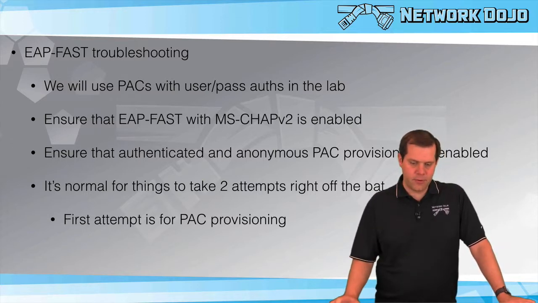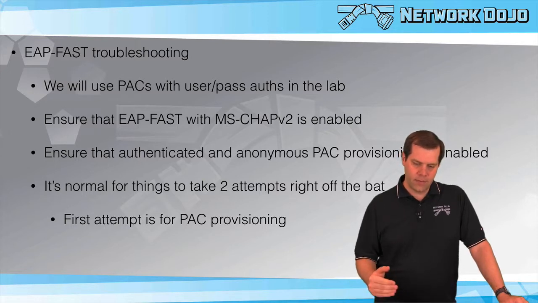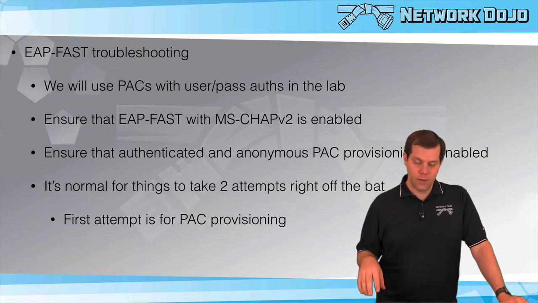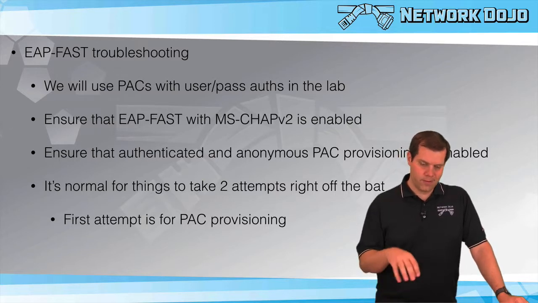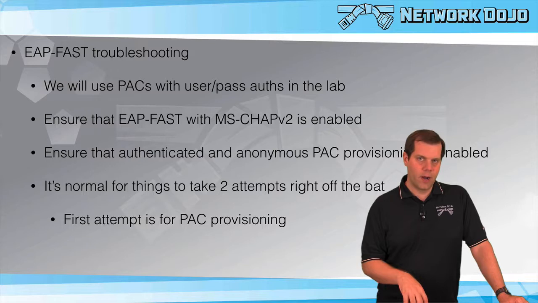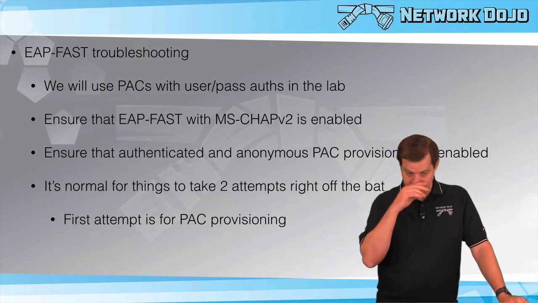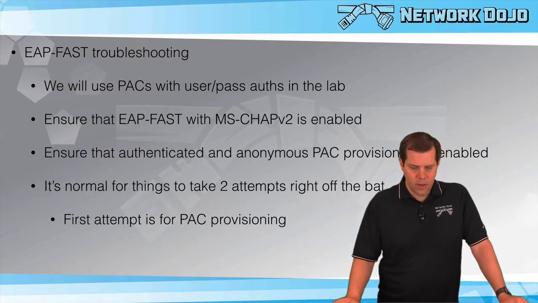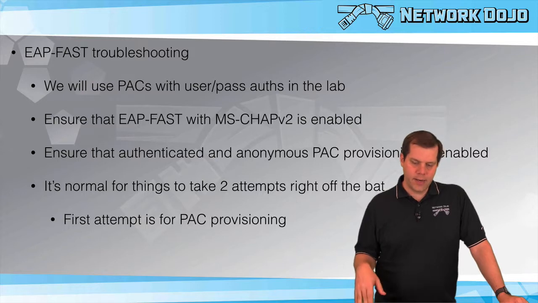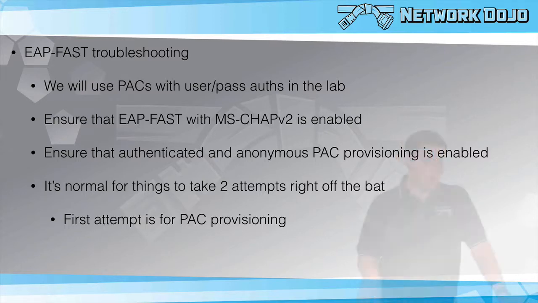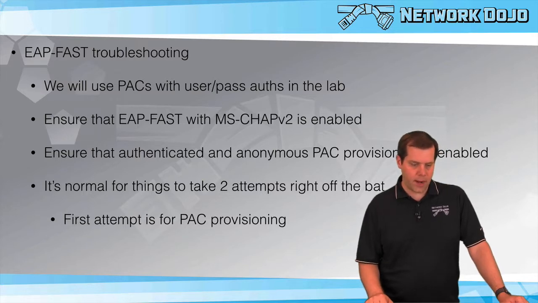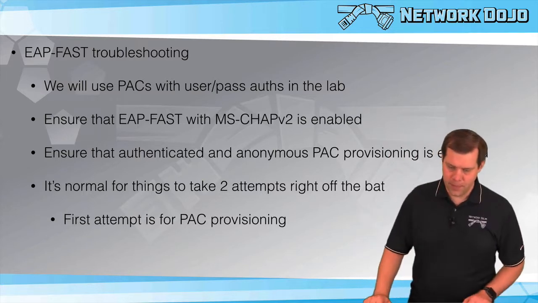Ensure that EAP-FAST with MS-CHAPv2 is enabled, because the inner method of every client that uses EAP-FAST will be MS-CHAPv2, whether it's the AnyConnect client or one of our lightweight APs doing wired 802.1X with EAP-FAST MS-CHAPv2. It's always MS-CHAPv2 as our inner method, so we don't have to worry about the other ones. Underneath the allowed protocols configuration with EAP-FAST, make sure that both authenticated and anonymous PAC provisioning are enabled, which they are by default. This will ensure that there are no problems with anything PAC related, or there shouldn't be.